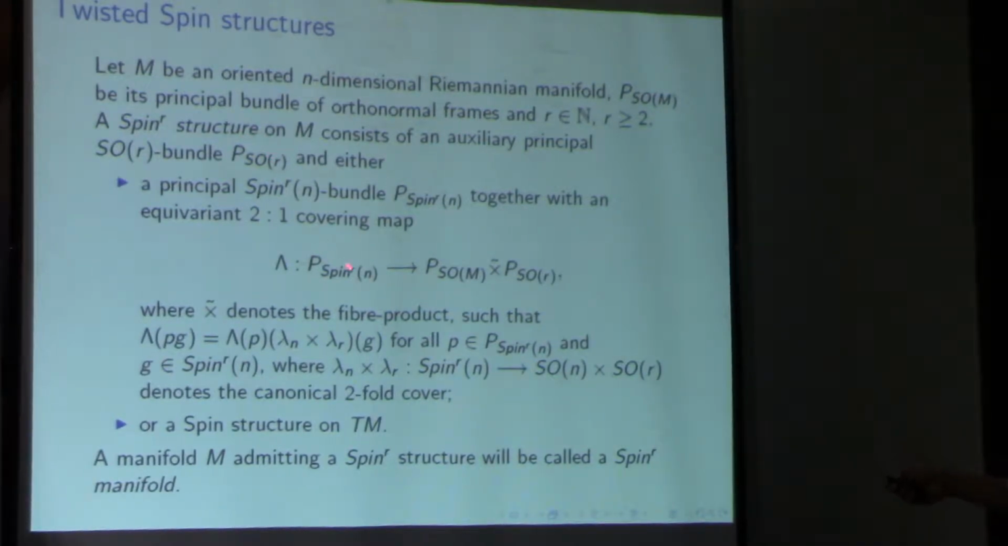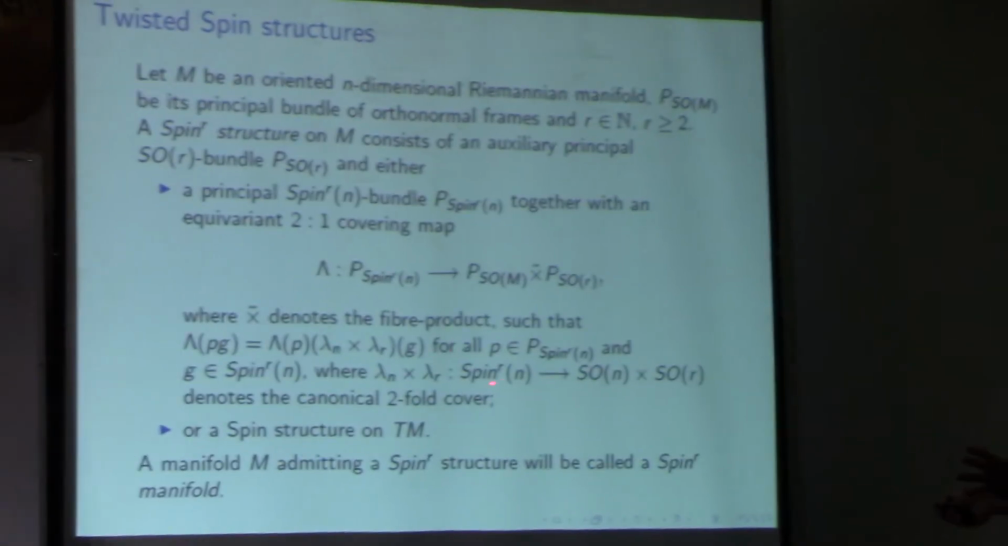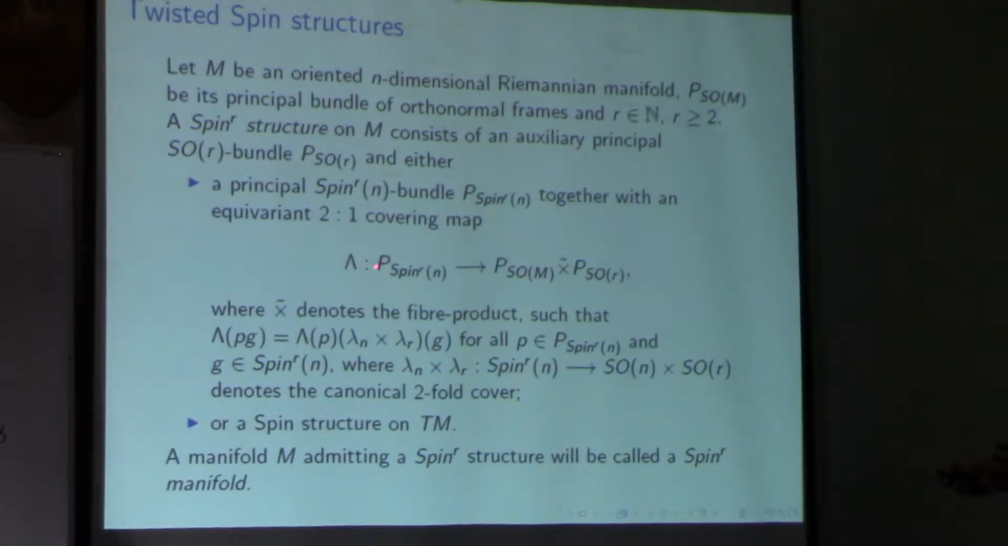You have the auxiliary bundle, with group SO(R). And then what you had pointwise, SO(n) × SO(R) covered by a Spin^R(n) group, by this twisted spin group, you have to have it globally in terms of principal bundles. Either that, or the manifold is spin itself. Yeah? Because that happens with Spin(7) manifolds.